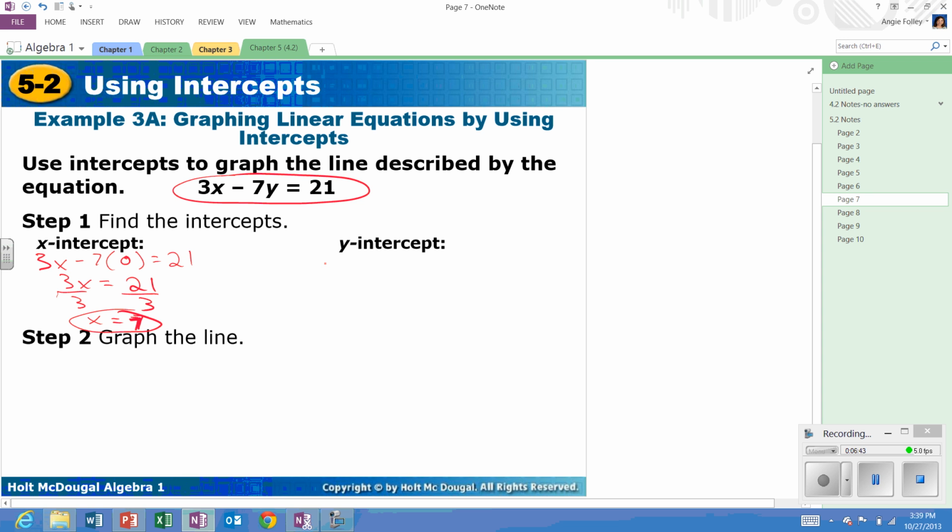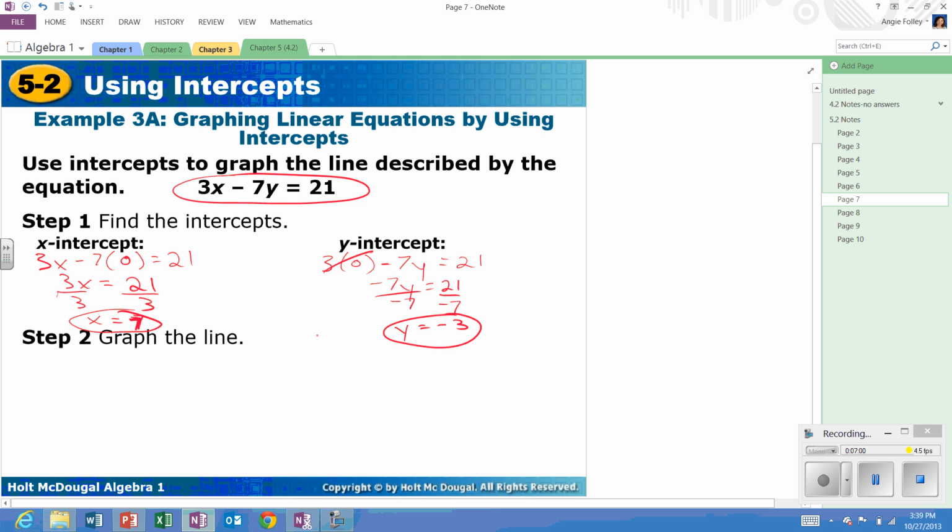For your y-intercept, you plug 0 into x and solve for y. So then this term goes away. We're left with negative 7y equals 21. Divide both sides by negative 7, and y equals negative 3.